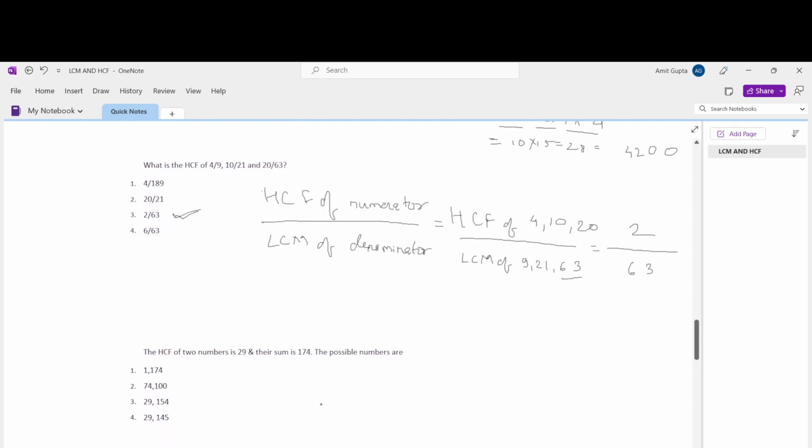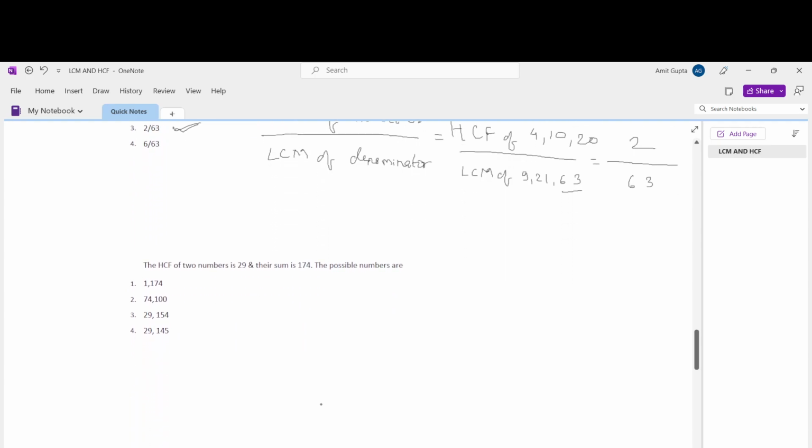Let's take another question. The HCF for two given numbers is 29 and their sum is 174. The possible numbers are, since the HCF is 29, let's suppose the numbers are A and B. So A and B must be divisible by 29. So let's check out all the options.